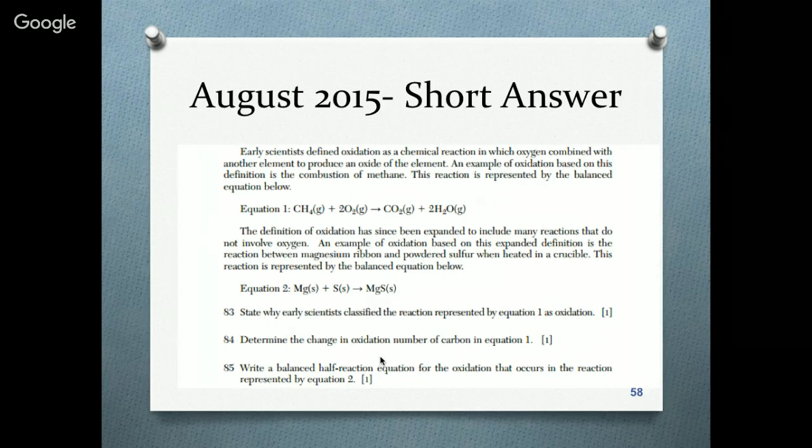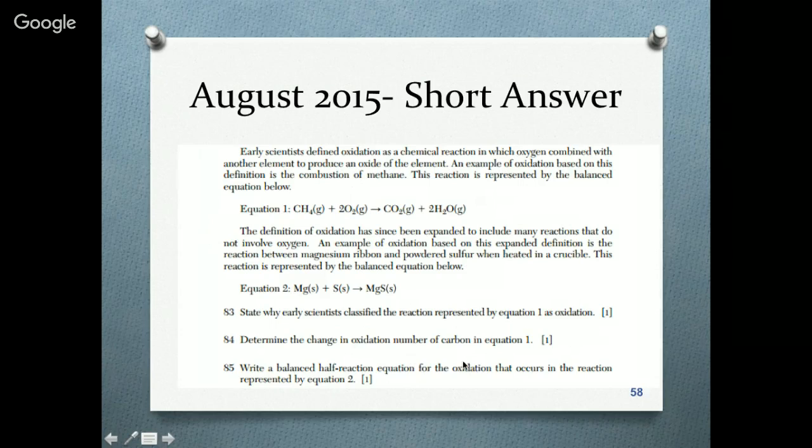Okay, August 2015 short answer question. Question 83, there's all this reading. We don't have a lot of time left, so I just want to look at what's happening here. They say, state why early scientists classified the reaction represented by equation 1 as oxidation. There will be some questions where you could find the answer right from the reading. If you look at the first sentence, it says, early scientists defined oxidation as a chemical reaction in which oxygen combined with another element. That's true. Early on, the first definition of oxidation was combining something with oxygen. Now we know more about this transfer of electrons, but all you would have to say is scientists defined it as anytime oxygen combines with another element.